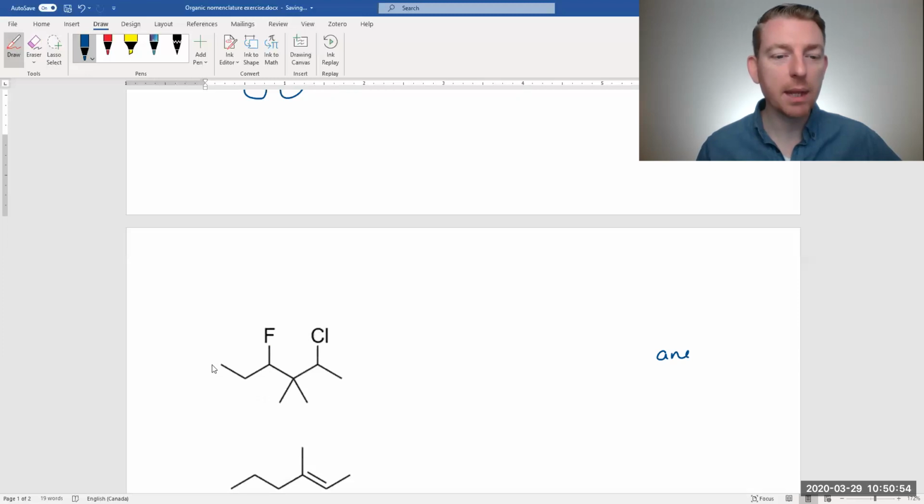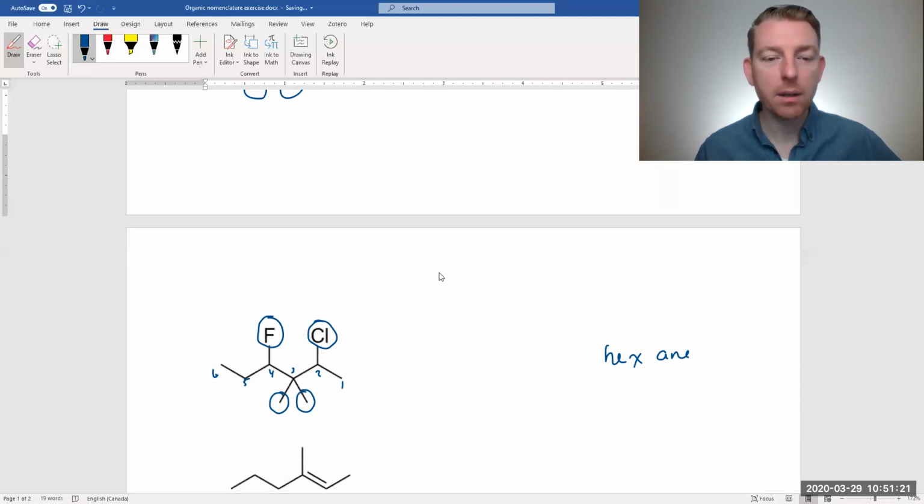So if we went from, say, the left side to the right, then all of these numbers would be slightly larger than if we go right to left. So we're going to start 1, 2, 3, 4, 5, 6. So it's a hexane. And now we just want to identify and number all of the side chains. So we have, let's just go up by number, we have a 2-fluoro and a 3,3-dimethyl.